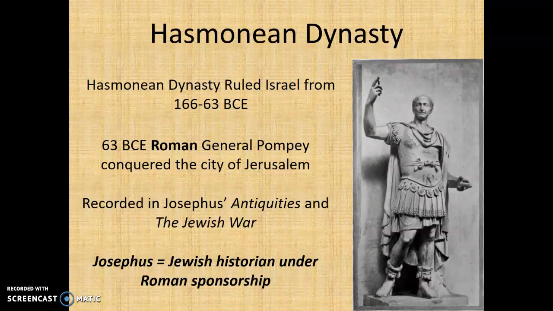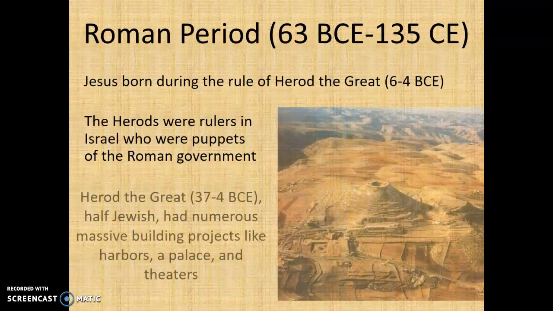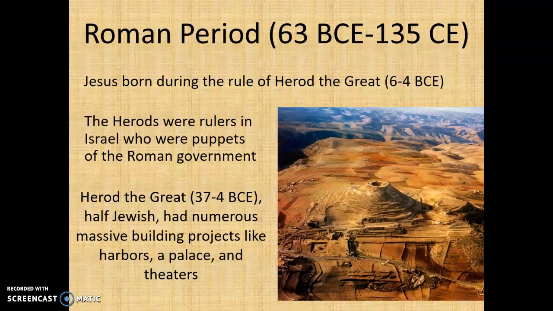Of course, this extends into the time period when Jesus lived and when the Gospels and epistles were being written. So the Roman period, this is the time period of Jesus' birth. Jesus was born during the rule of Herod the Great, so around 6 to 4 BCE. The Herods, so Herod, there's not just one Herod, it was a family. The Herods were rulers in Israel that were half Jewish. Well, at least Herod the Great was half Jewish, and they ended up really just working for the Roman government. They were puppets. That's really what history will say about them.